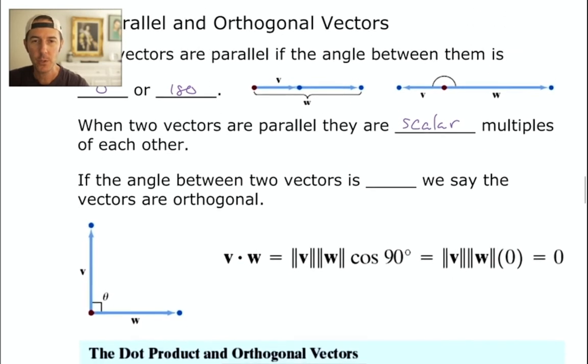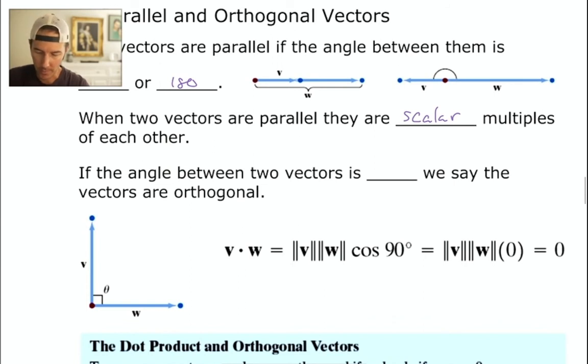If the angle between two vectors is 90 degrees, however, or pi over 2 radians, we say that the vectors are orthogonal. And we're using the word orthogonal instead of the word perpendicular. I suppose the same way we transitioned you from using a little x to represent multiplication to using a little dot for multiplication, here we're transitioning you away from using perpendicular and into the use of this word orthogonal.